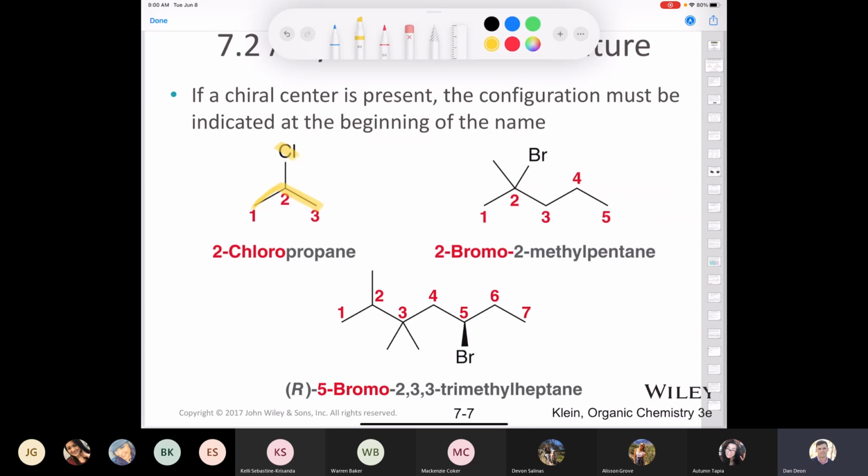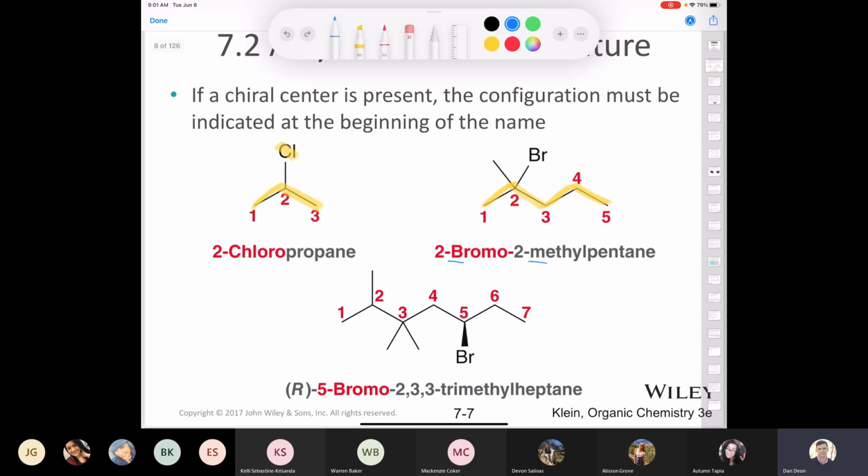Next, we have the longest carbon chain, which is 1, 2, 3, 4, 5 carbons. We number it so that we give the first substituent the lowest possible number. You can see that both substituents are on carbon number 2. So we have a 2-bromo and a 2-methyl. We put those in alphabetical order, right? Bromo comes before methyl.